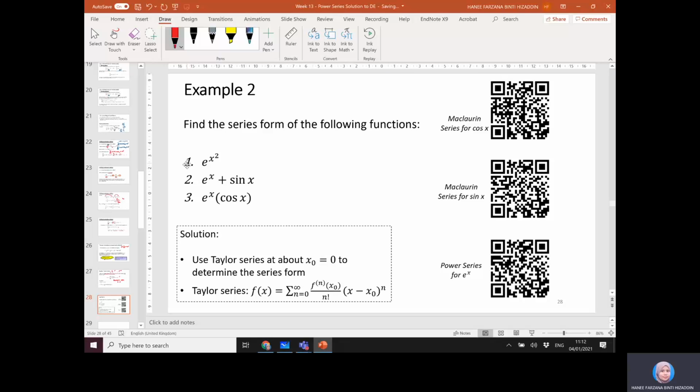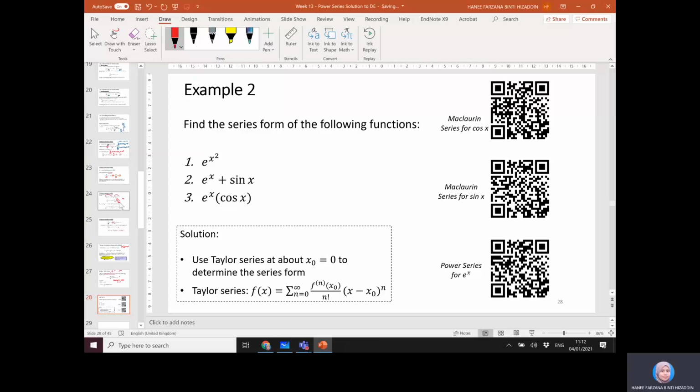So we want to find the series form of the following functions: the first is e to the exponential of x squared. The second one is e^x plus sin x, and the third one is the product of e^x times cos x. You can scan the QR codes here to see the derivation of the Maclaurin series for cos x, sin x, and exponential of x respectively.